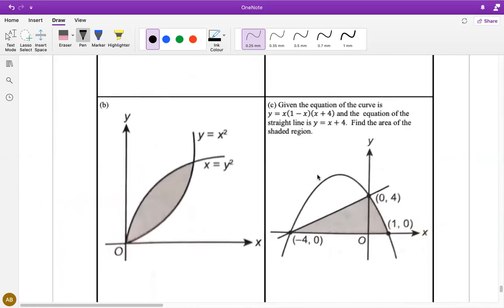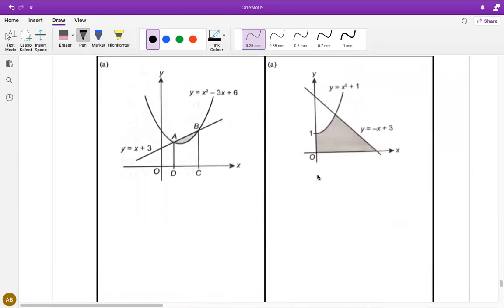Okay, area and the curve given, right? All right, so let's see how to do. The equation of the straight line given is y = x + 3. What is c and d? The first thing we need to find is the coordinates of points A and B, right?